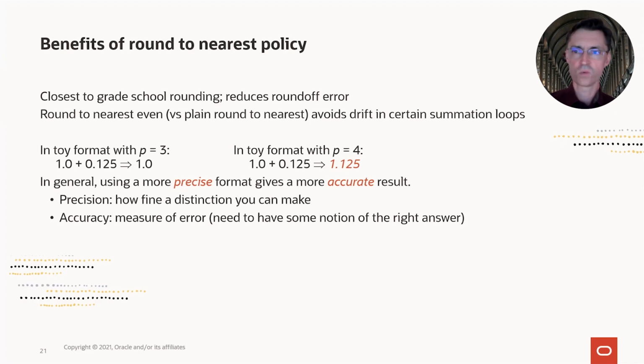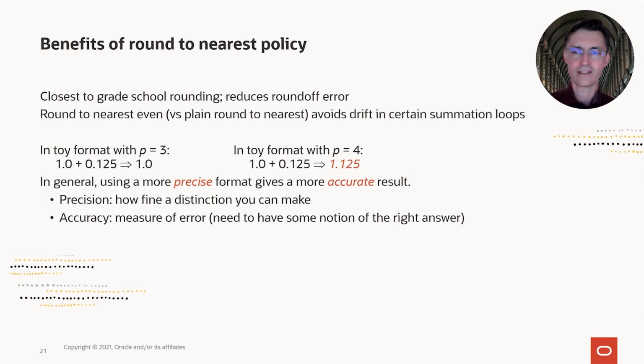We added 1 plus 1/8 together, and we got 1 as a result. If instead we were using the toy format with 4 bits of precision, if we added 1 and 1/8 together, we could return the exact result 1 and 1/8, because 1 and 1/8 is a value that's representable in the 4-bit system.